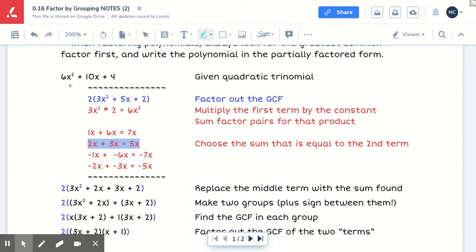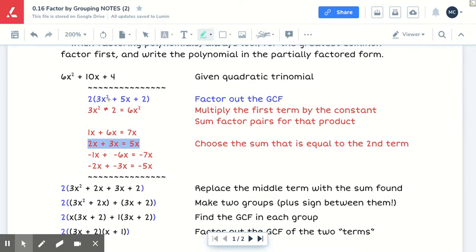Here's our first example. It says 6x squared plus 10x plus 4. You'll notice that all three of the terms have a 2 as a common factor, so our first step is to factor out a 2. I put the 2 that's factored out on the outside of the parentheses, and then I divide each of these terms by 2 to give me the other factor on the inside. Once I've done that, I'm going to focus on the inside parentheses for factoring, and do everything that we did yesterday.